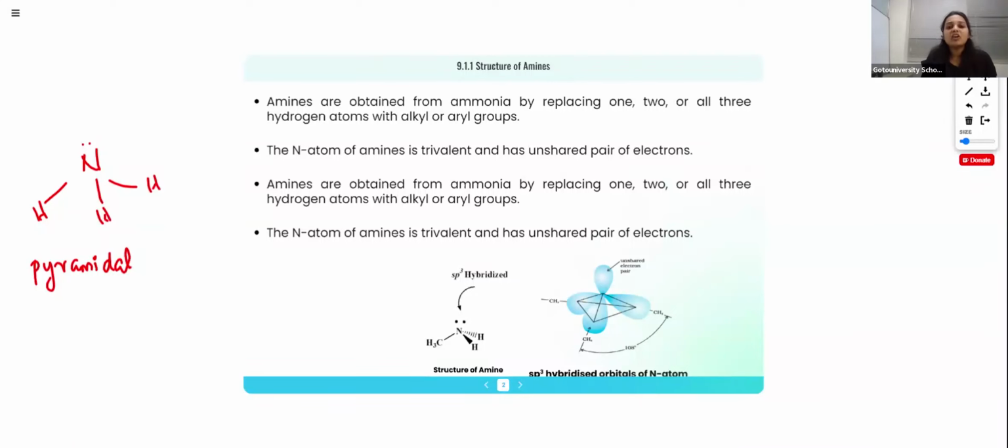Amines are obtained from ammonia by replacing one or two or all the hydrogen atoms with the alkyl or aryl group. As I told you, it means one of the hydrogens is replaced by some R group. R means aryl or alkyl, any of the groups.